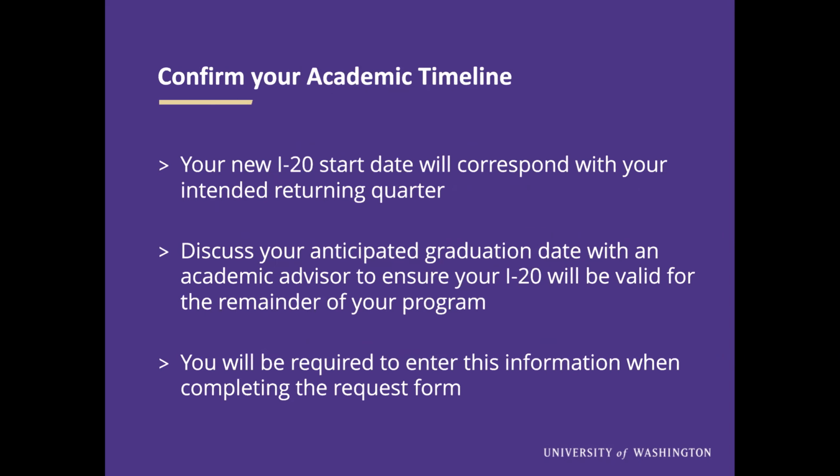When you submit your returning student I-20 request, you will have to enter the quarter you plan to return along with the quarter you plan to graduate. Your new I-20 start date will correspond with your intended returning quarter. Since your absence may impact your graduation date, you should discuss the timeline of the remainder of your program with an academic advisor to ensure your I-20 will be valid until you complete your degree.